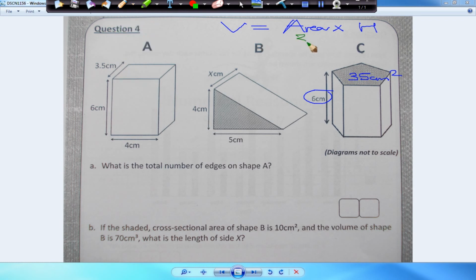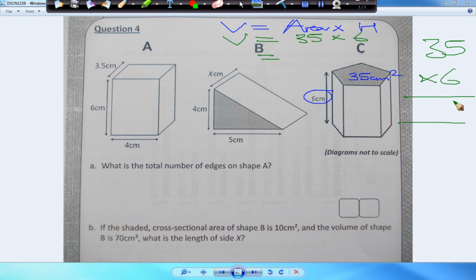So we have 35 over here, and we multiply it by 6 over here, and that should give us the volume of this shape. Right, 35 times by 6. Let's do the calculation over here for those of you who want to do manually, so we can see over here nice and clearly on the screen. 5 times by 6 will give us 30, 3 times by 6 will give us 18, and the 3 will give us 21. So that will give us a volume of 210.